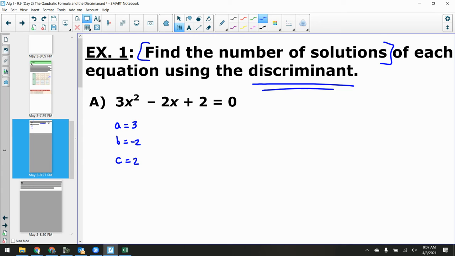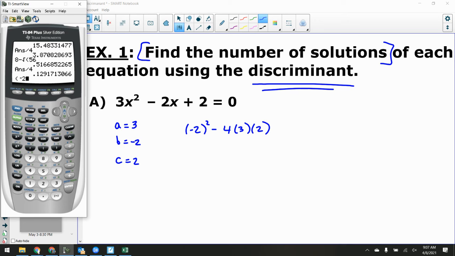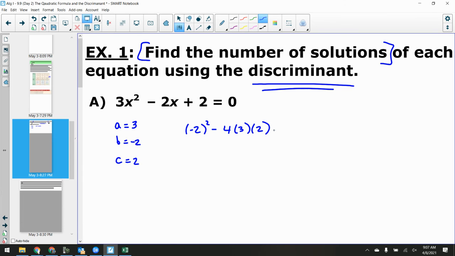So all I'm going to do is take B squared minus 4AC: (-2) squared minus 4 times 3 times 2. And let's see what we get. All that is -20. I don't care about the fact that it's 20. I care about the fact that it's negative. How many solutions would I have if it's negative? 0. No solutions if it's negative. It says find the number of solutions. No solutions. Don't say undefined, because the question is, how many solutions does it have? The answer is there are no solutions.